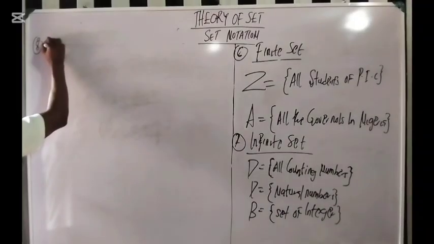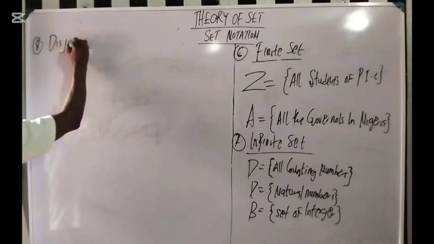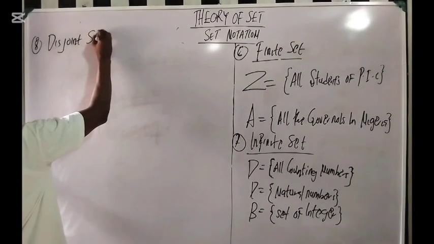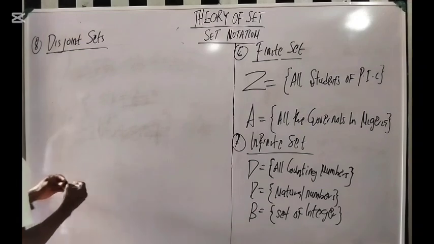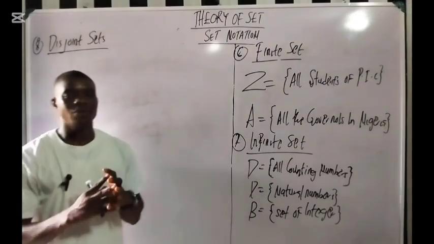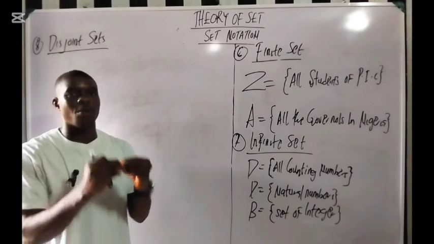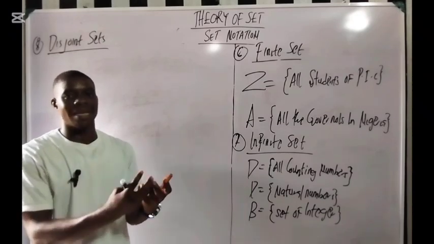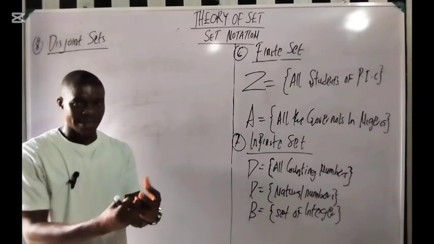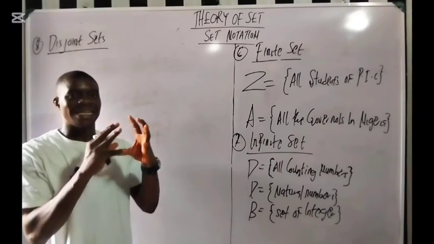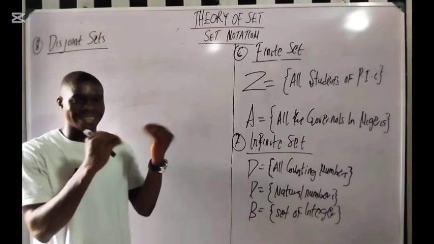It's called disjoint. Here we have a disjoint set. Now, what do you mean by disjoint set? Disjoint sets are two or more sets that do not have a common element. So when you compare two sets and there's no common element, those sets are called disjoint sets.